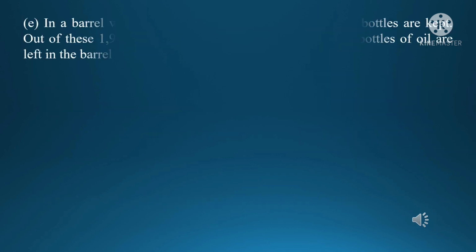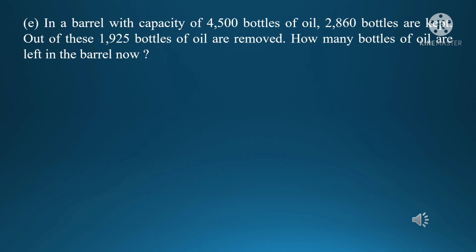Now the final question that we are going to talk about is number E. You see that in a barrel with a capacity of 4500 bottles of oil, 2860 bottles are kept. Okay, out of this 1925 bottles of oil are removed. How many bottles of oil are left in the barrel now?